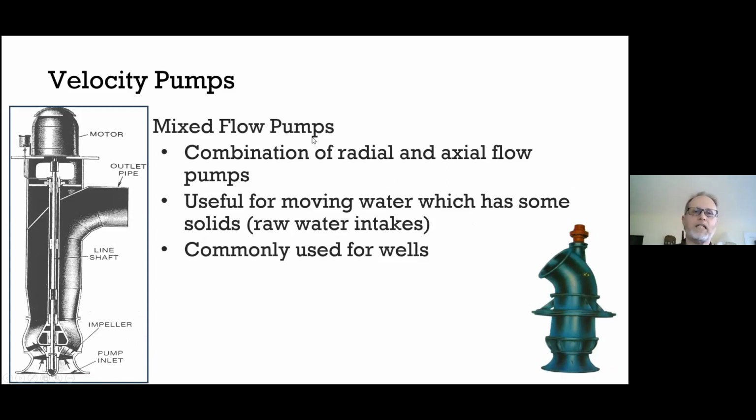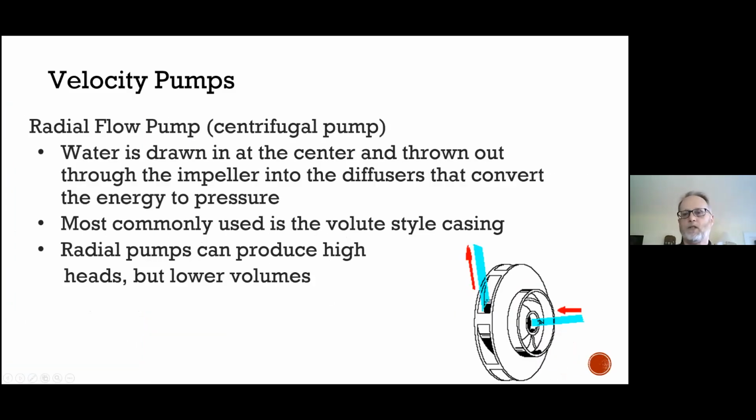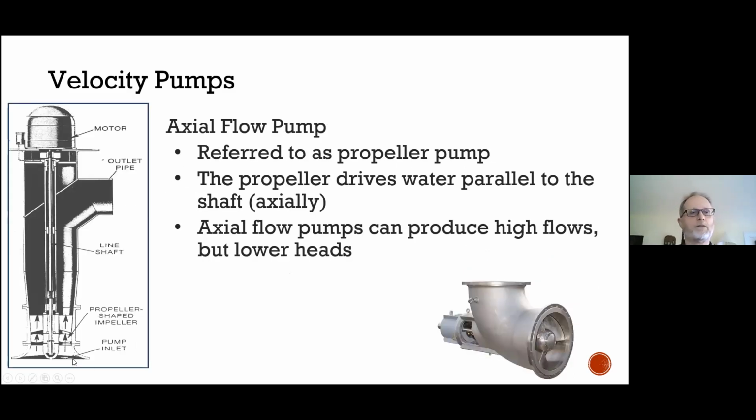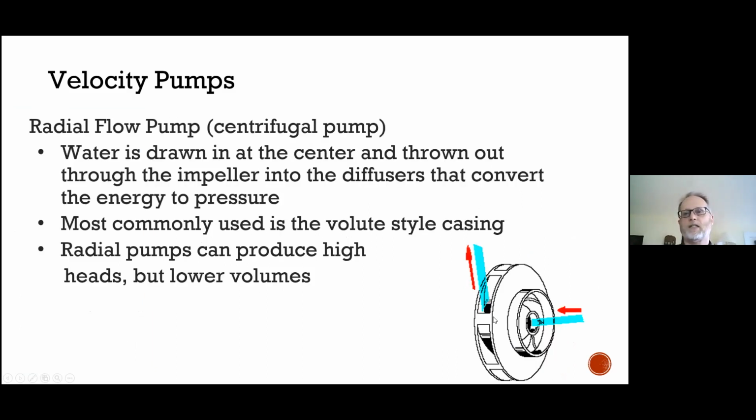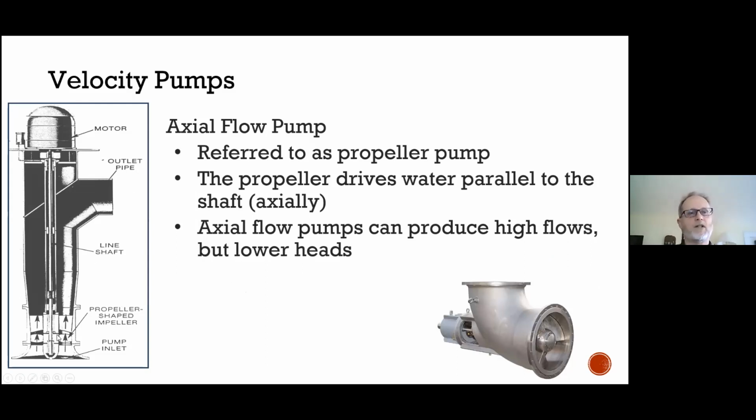Mixed flow, this is a combination. A mixed flow pump has features of both the radial flow, which is this, right? 90 degrees to the input from the impeller. Axial flow, parallel. So 90 degrees, this is radial flow. The shaft is horizontal and we're pushing it vertically, so 90 degrees. Axial flow, we're following the actual shaft itself, parallel.